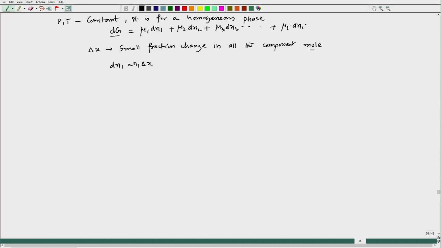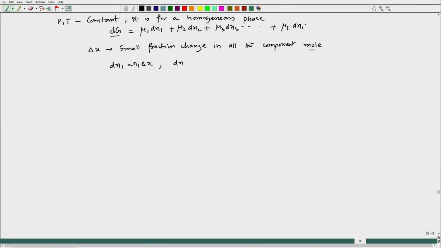And why we could do that? Because N1, if you see, it's a number of moles. So, the number of moles, if we have, let us say 1 mole, 2 mole of a single component, we can see what will be the total mole is 3 mole, 1 and 2 moles. Okay. So, it is basically additive. So, it is a kind of again extensive property, just like free energy G, which is also extensive property. So, this one, dN2 equal to N2 del x, dN3 equal to N3 del x, like this.